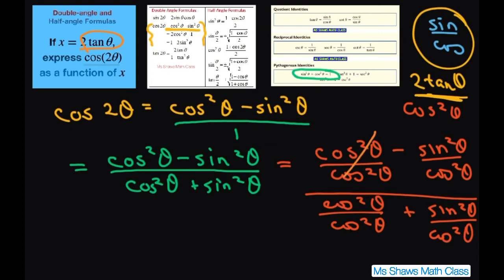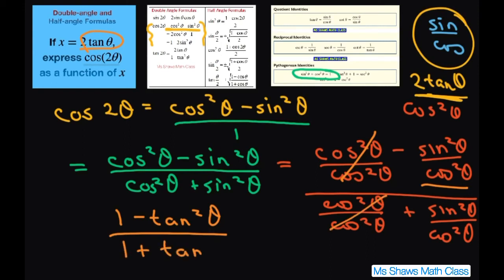So now we're going to have 1 minus tan squared of theta, and then in the denominator, we're going to get 1 plus tan squared of theta. Now the next problem is we don't have a 2. So to do that, what we're going to do is multiply the numerator and the denominator by 4. And I'll show you what I mean when we do that.